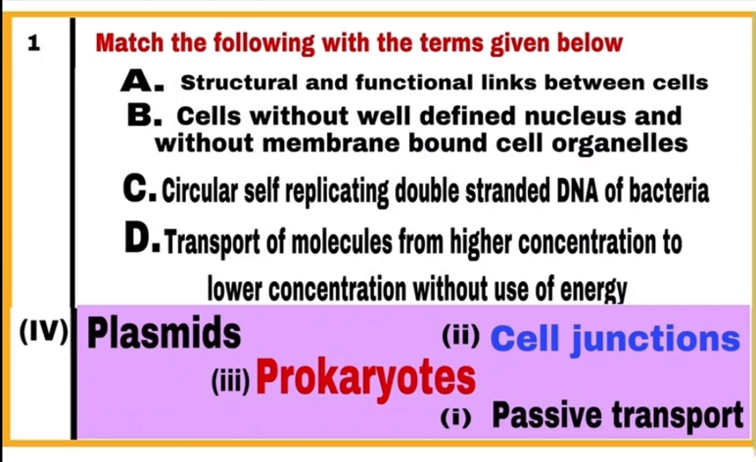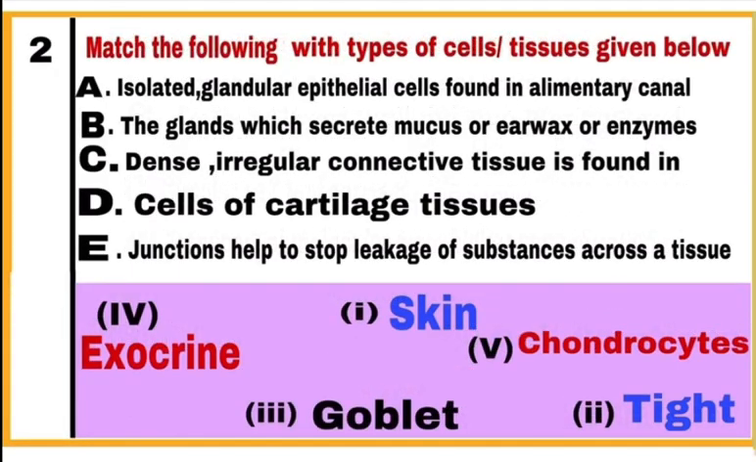So here A matches with 2 cell junction, B with 3 prokaryotes, C with 4 plasmids and D with 1 passive transport. Number 2. Match the following with types of cells or tissues given below. A. Isolated glandular epithelial cells found in alimentary canal. These are goblet cells. They are present in alimentary canal and they are isolated glandular epithelial cells.